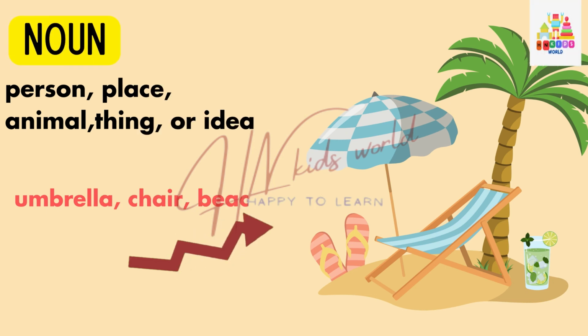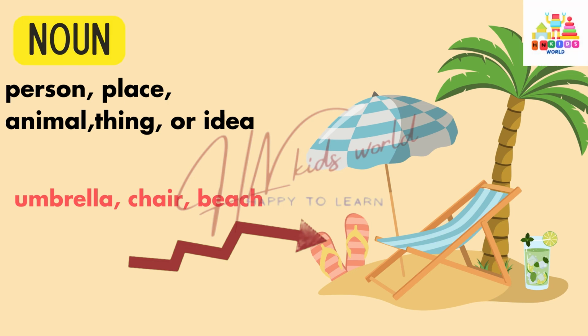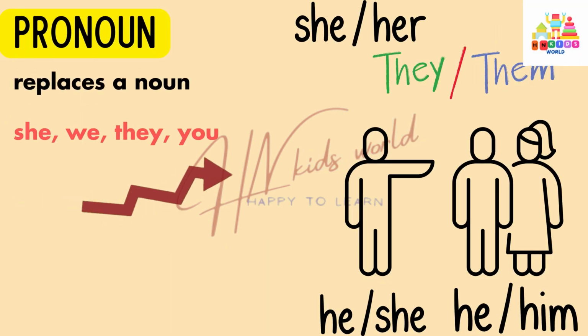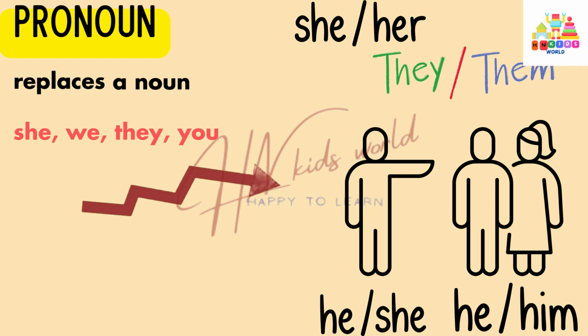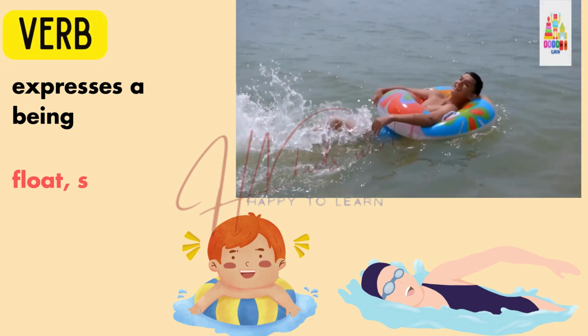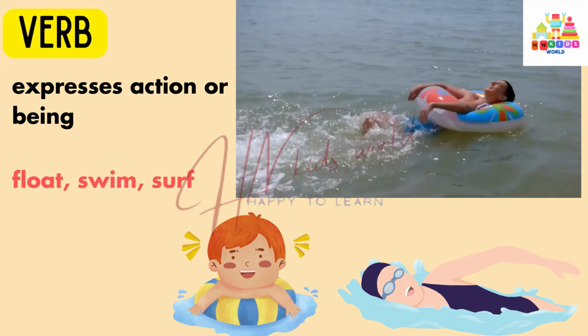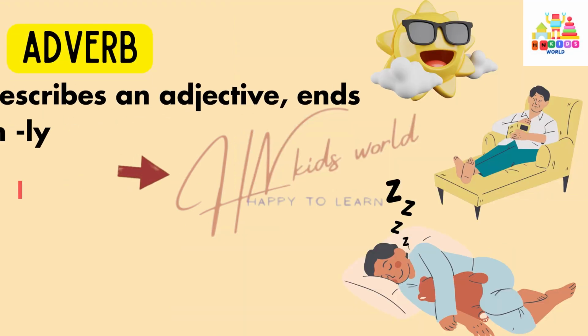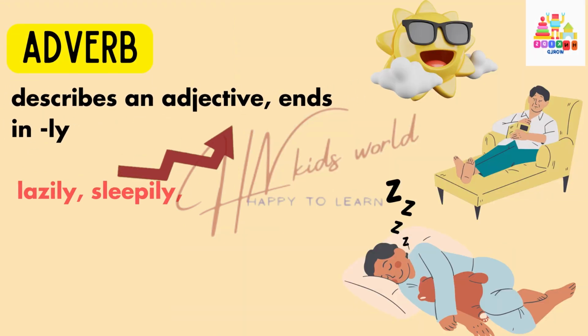Noun, person, place, animal, thing, or idea. Pronoun, replaces a noun like she, we, they, you. Verb, expresses action or being like float, swim, surf. Adverb, describes an adjective, ends in ly, ly.